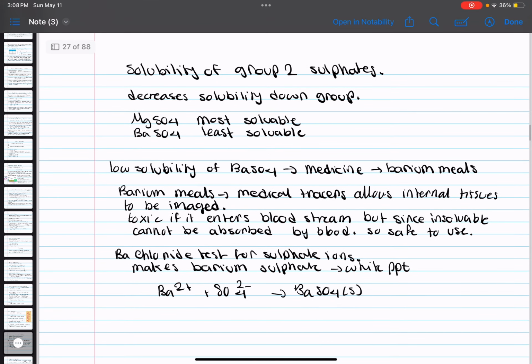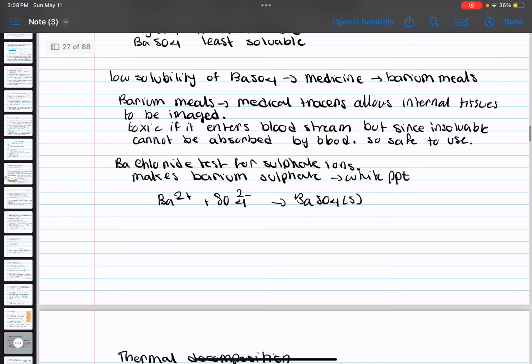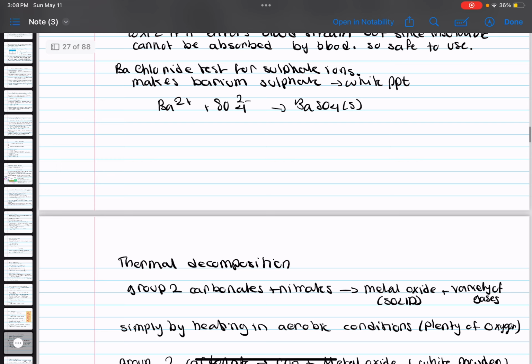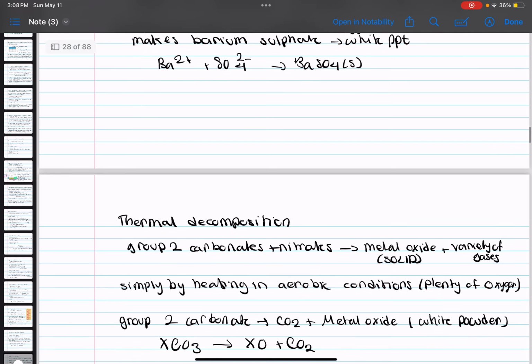Solubility of group 2 sulfates decreases down the group. MgSO4 is the most soluble, and barium sulfate is the least soluble. Barium sulfate is used in medicine for barium meals, and barium meals are medical tracers that allow internal tissue to be imaged. Barium is toxic if it enters your bloodstream, but since barium sulfate is insoluble, it cannot be absorbed by the blood, so it's safe to use. And then the barium chloride test for sulfate ions makes barium sulfate, which is a white precipitate.